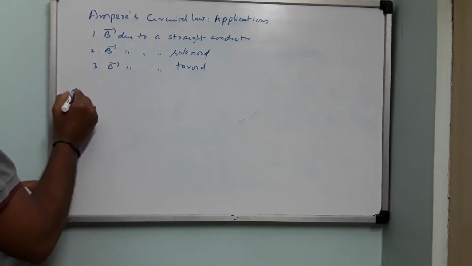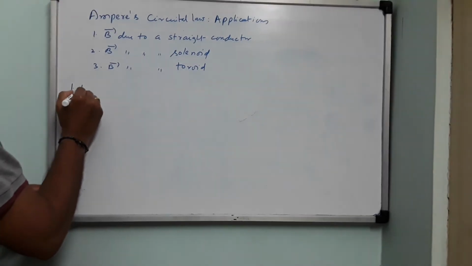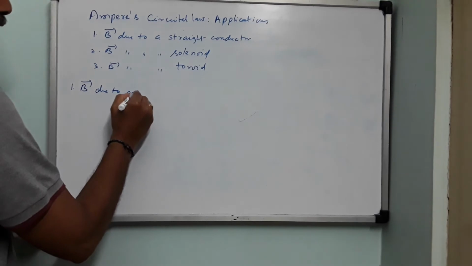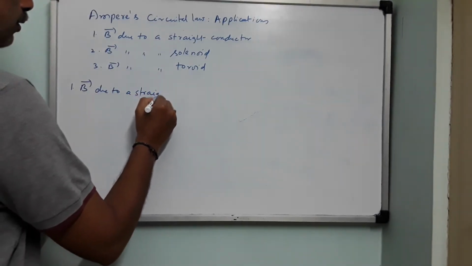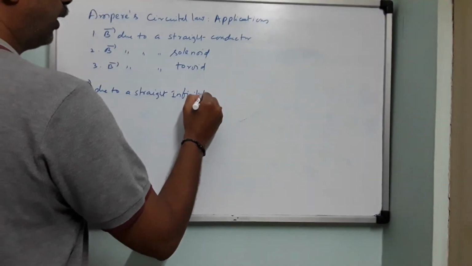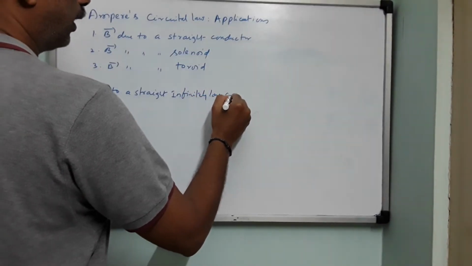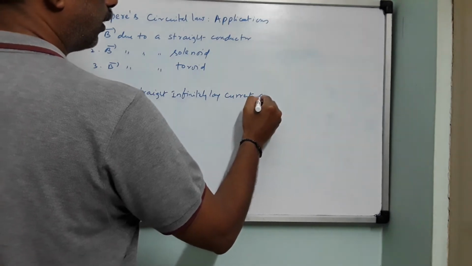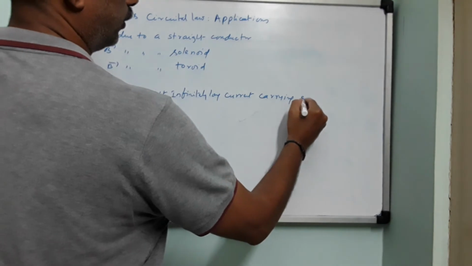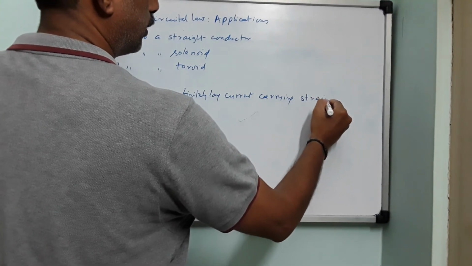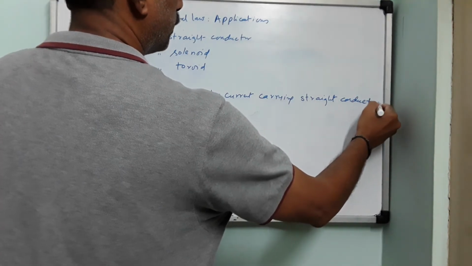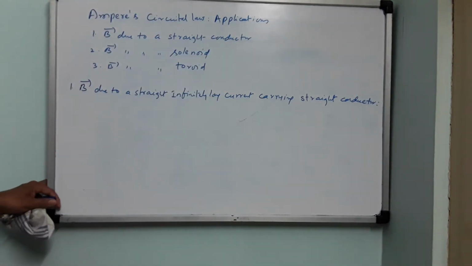First we will take up magnetic field, B stands for magnetic field, due to a straight infinitely long current carrying straight conductor. This much big is this straight conductor. So simply, magnetic field due to a straight conductor.